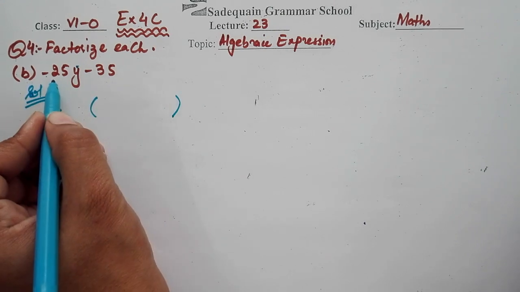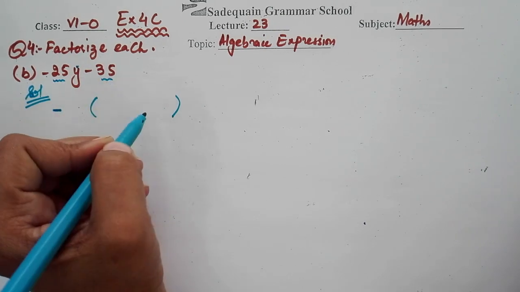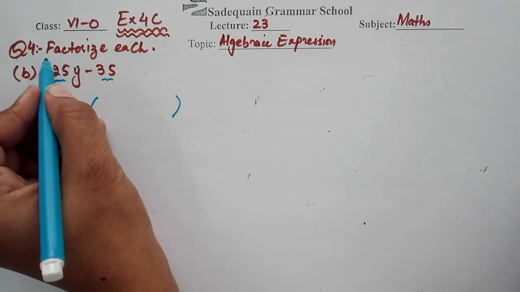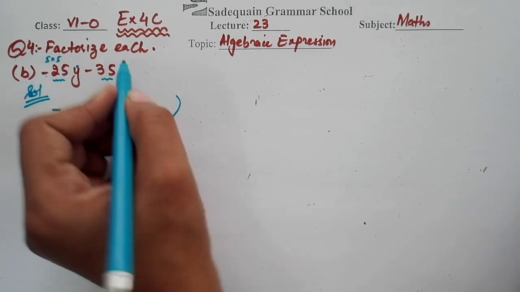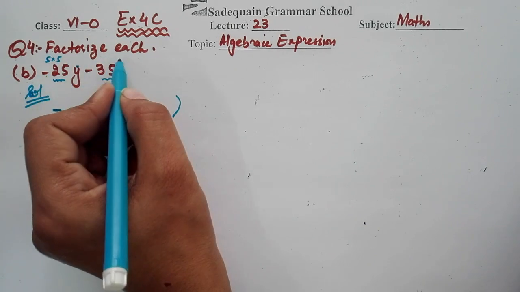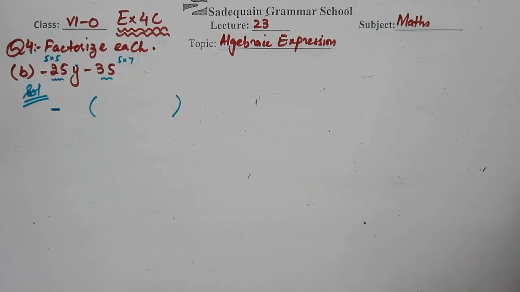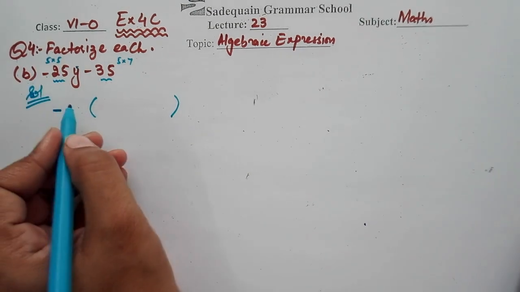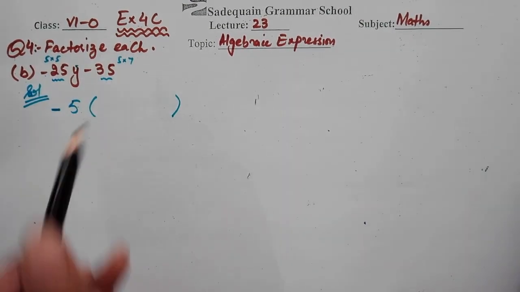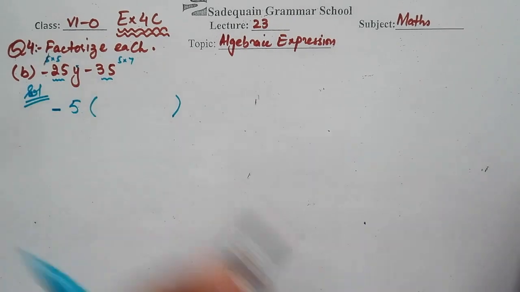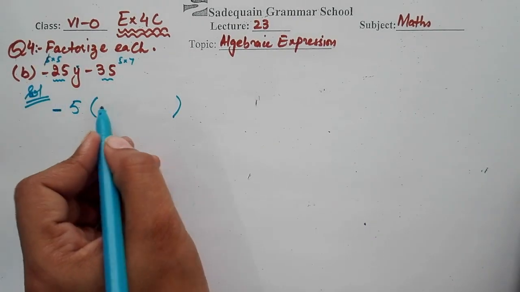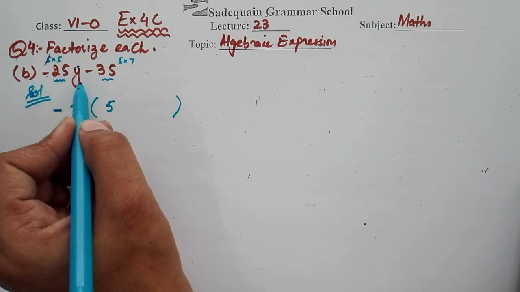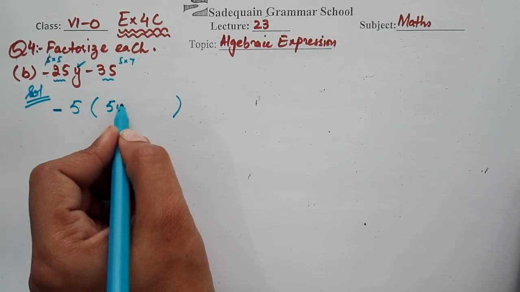Okay, now let's talk about the 25 and 35. Which is the highest common factor of 25 and 35? Yes, 5 will be the common factor of 25 and 35. 5 times 5 is 25 and 5 times 7 is 35, isn't it? So if we take the common 5 as a common factor, what is left over here? We have taken it out as a common, so 5 is left. And what is left in this term? Yes, this y is also left, so we will write it here.